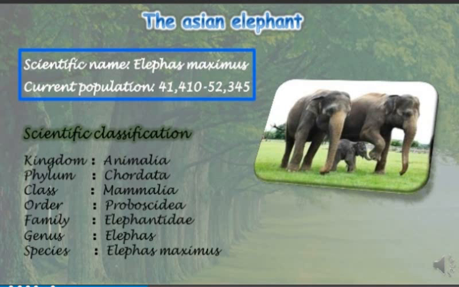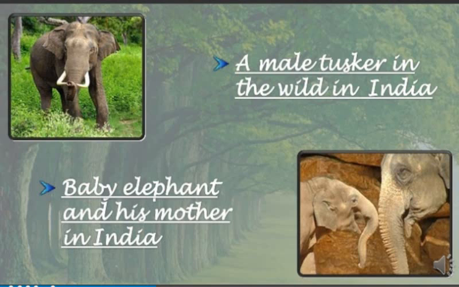The Asian elephant. The Asian elephant scientific name is Elephas maximus. Current population 41,410 and now 52,345. A male tusker in the wild in India, and a baby elephant and his mother in India.